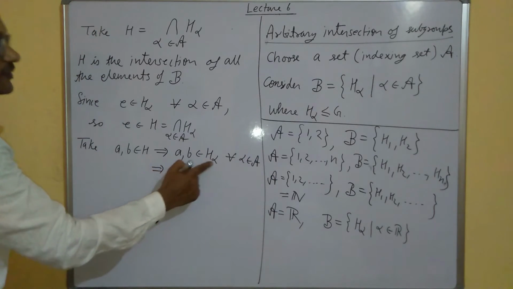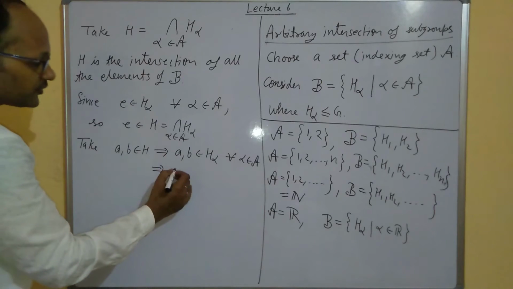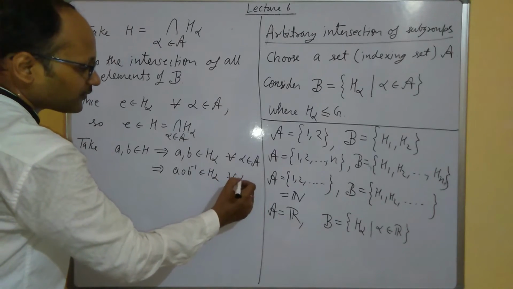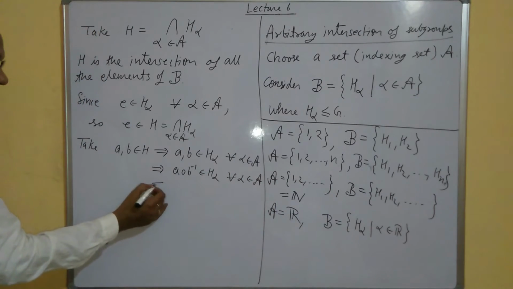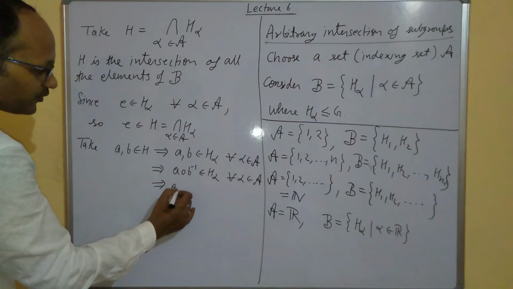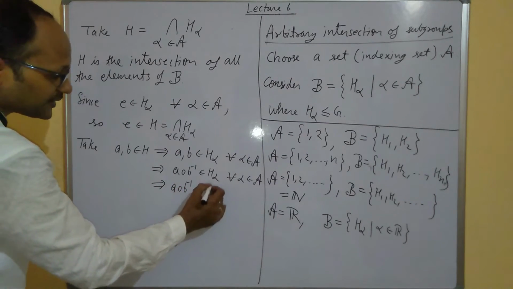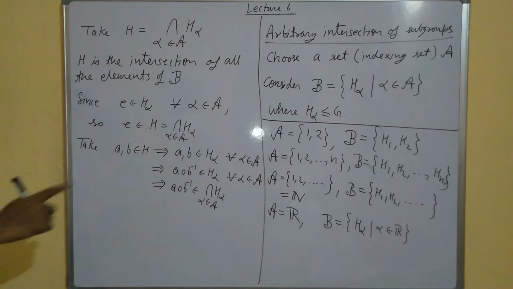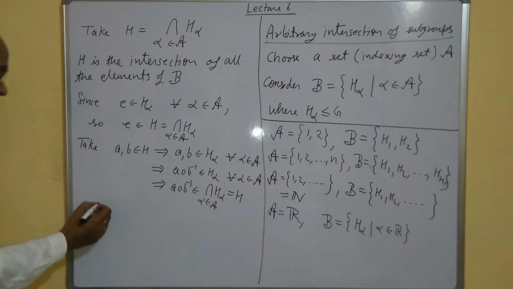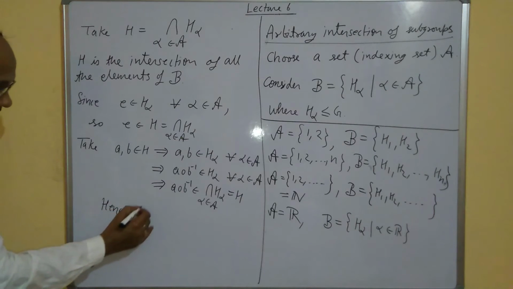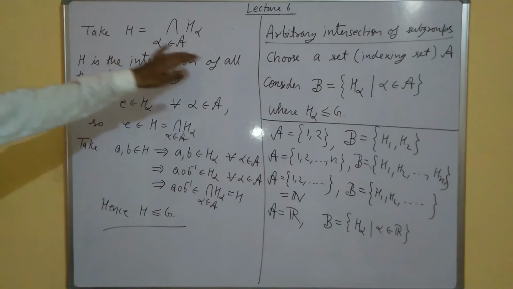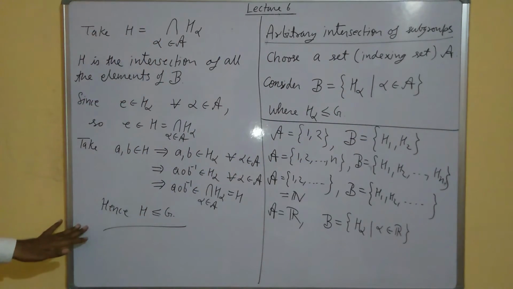Now because H alpha is a subgroup of the group G, a o b inverse belongs to H alpha for all alpha in A. This simply implies that a o b inverse belongs to the intersection of H alpha, alpha in A, because it is in each of H alpha, so it will be in the intersection, which is equal to H. Hence H is a subgroup of the group G. So take whatever number of subgroups, take their intersection, that will again be a subgroup of the group G.